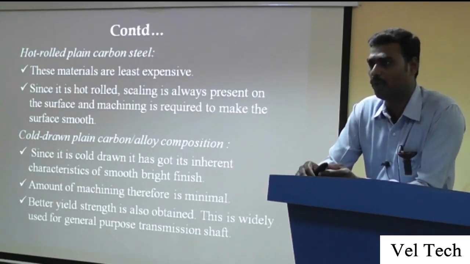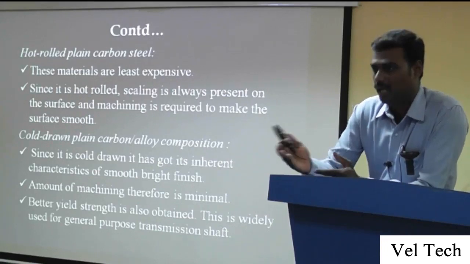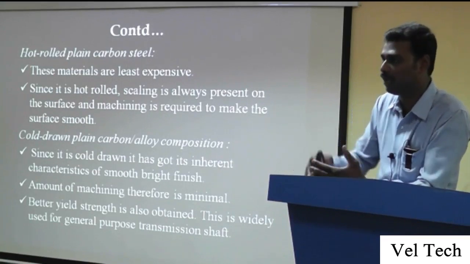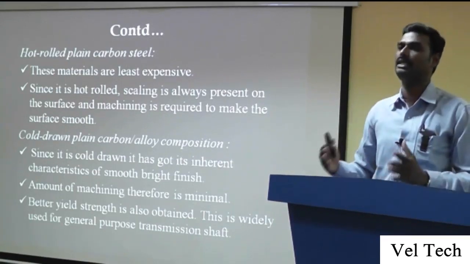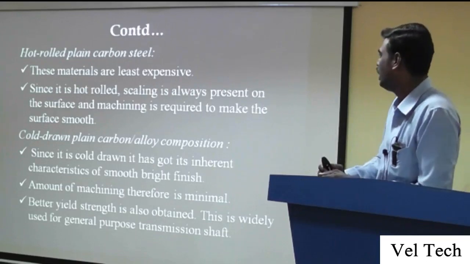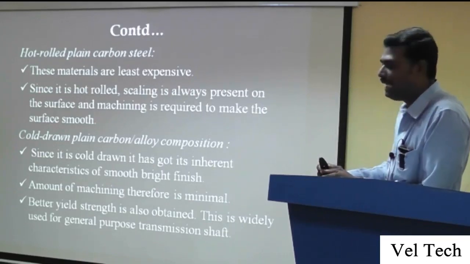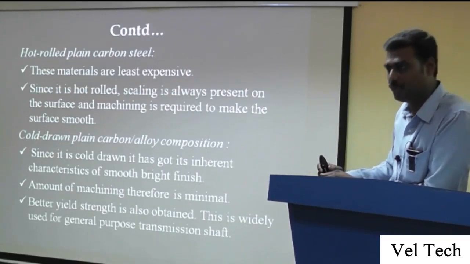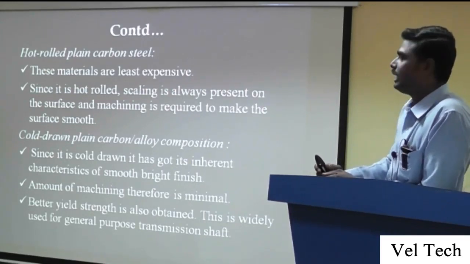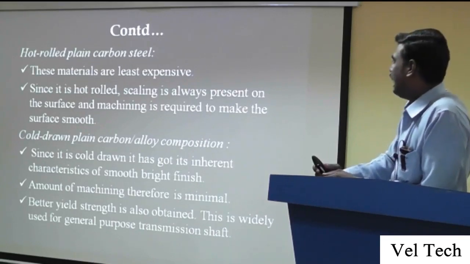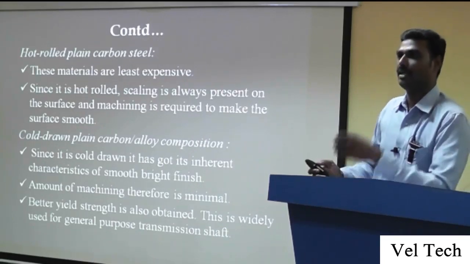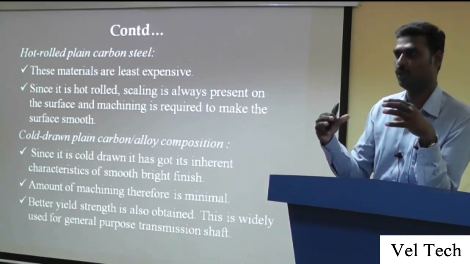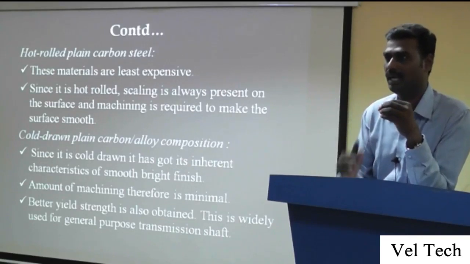Second, since it is hot rolled, scaling is always present. It means distortion is present on the shaft material. What is distortion? Waviness formed on the shaft material. So we cannot use those kinds of material for severe applications, otherwise the shaft may break. Depending upon the application, we have to carefully select the material and manufacturing process. So these manufacturing processes can be used for smaller applications.